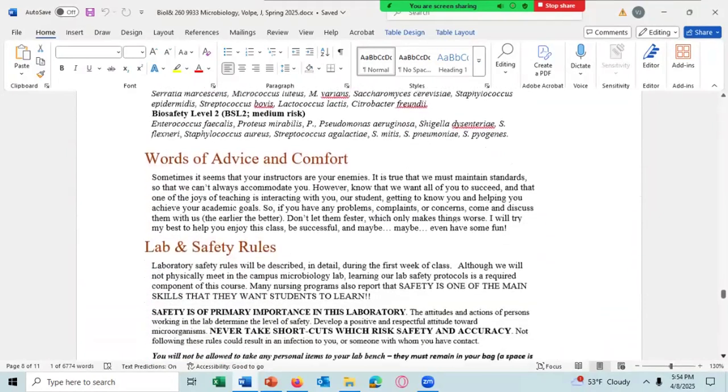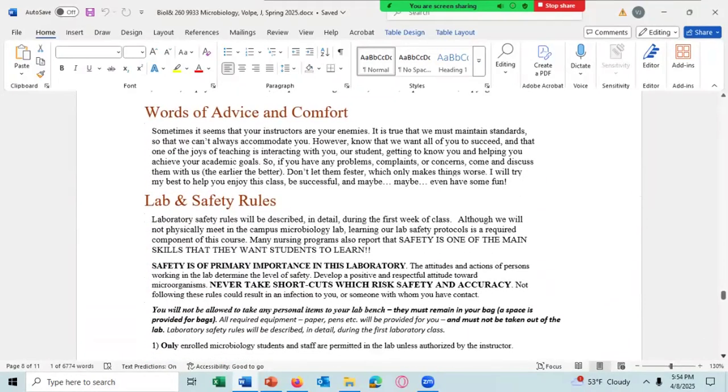And then we have words of advice and comfort. Let me briefly talk about that. Sometimes it seems like your instructors are your enemies. It is true that we must maintain standards so that we cannot always accommodate you. However, you should know that we all want you to succeed. Being a teacher, one of the greatest joys is interacting with you, our students, getting to know you and helping you achieve your academic goals.